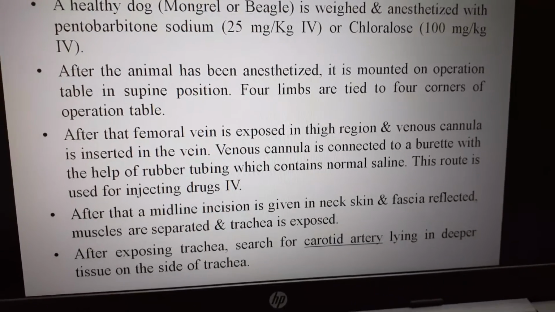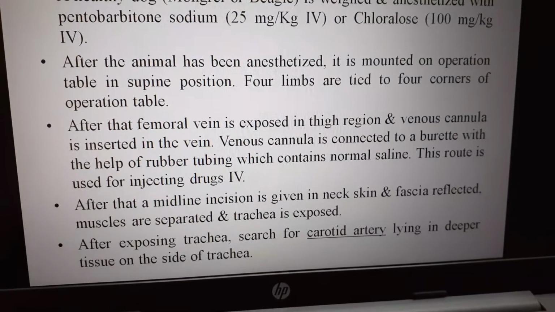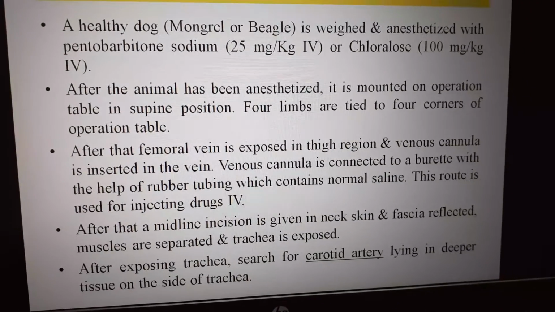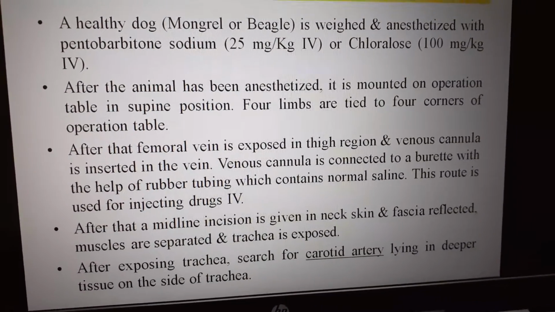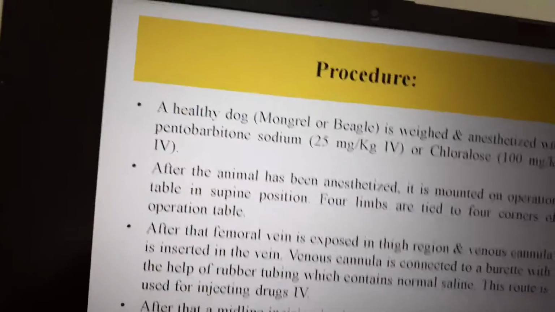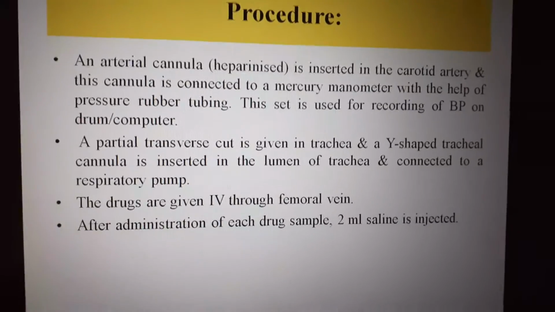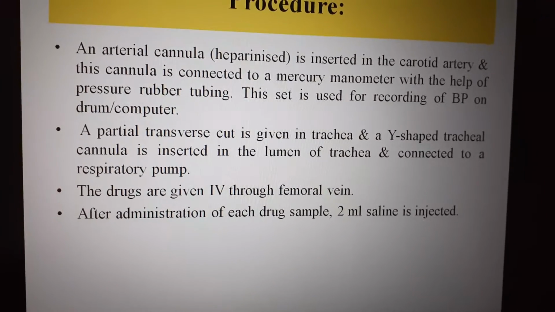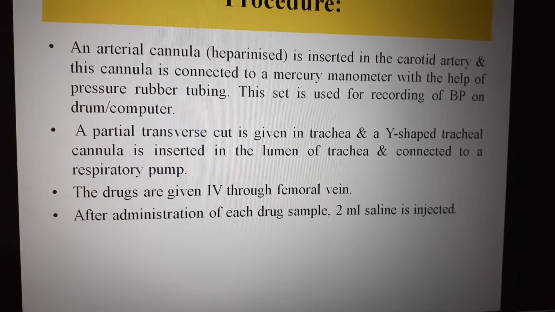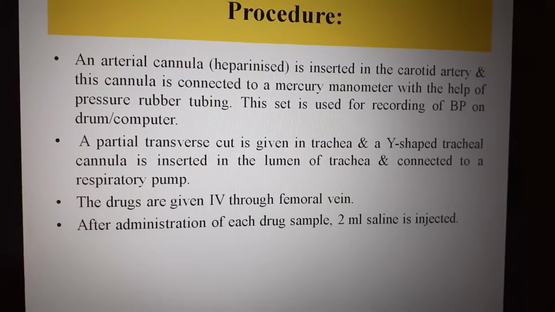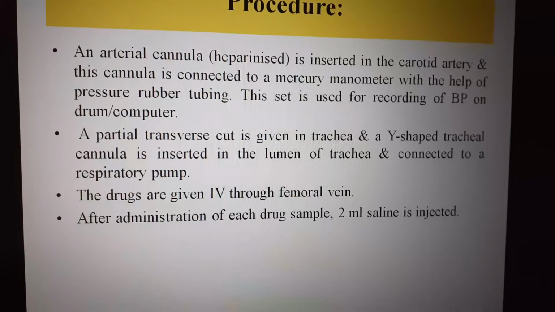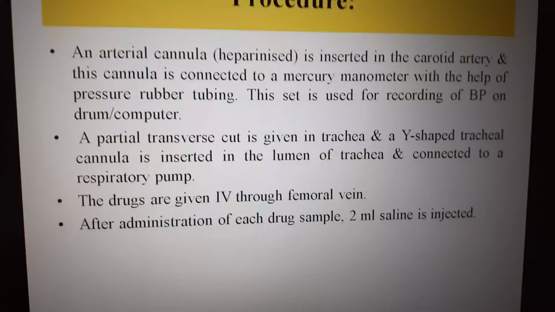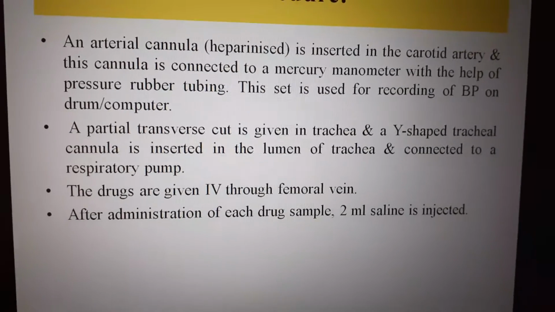Then a midline incision is given in the neck, skin and fascia are reflected, muscles are separated, and the trachea is exposed. After exposing the trachea, search for the carotid artery lying in the deeper tissue on the side of the trachea. A heparinized arterial cannula is inserted in the carotid artery, and this cannula is connected to a mercury manometer with the help of pressure rubber tubing, and this set is used for recording the blood pressure on chemograph drum or computer. In modern days, a computer is utilized for recording the blood pressure with the help of a pressure transducer.